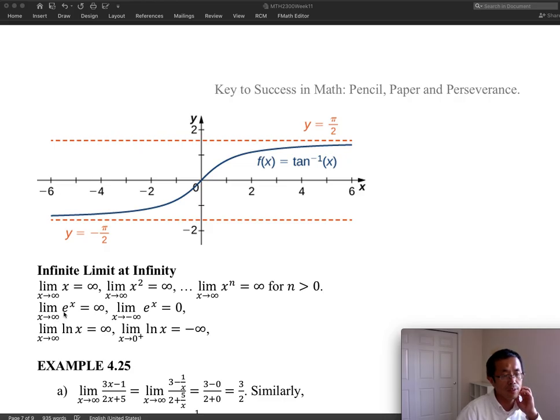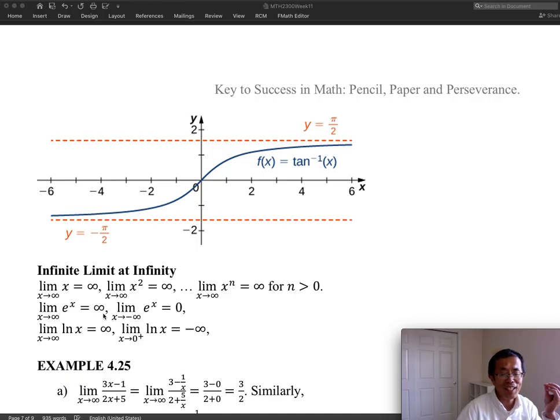For e to the x, e is about 2.7 something. It's Euler's number. So e raised to the power of 2, to the 3, to the 10, to the 100. They're big, right? They are huge numbers. As x approaching to infinity, e to that power is huge. It is still approaching to infinity. So the limit is infinity.